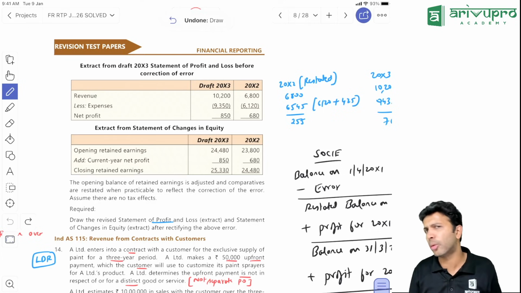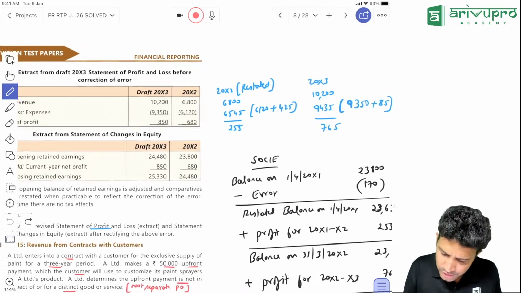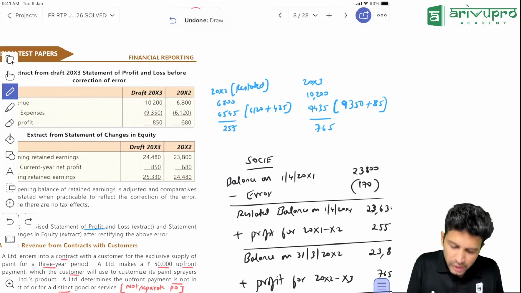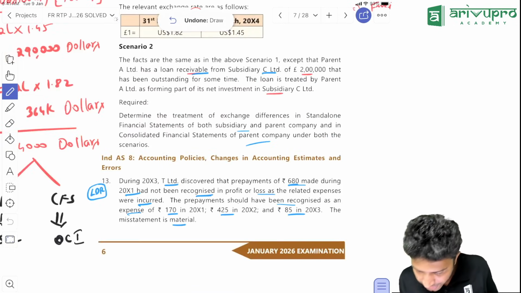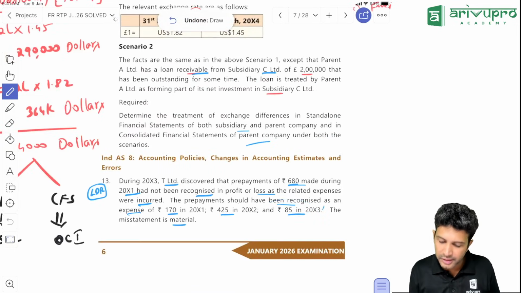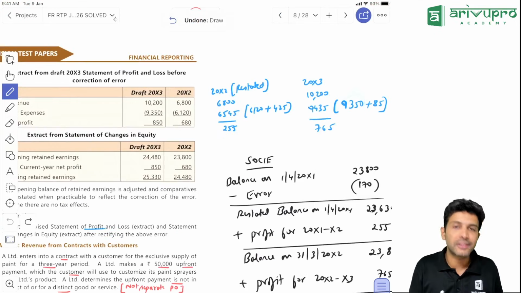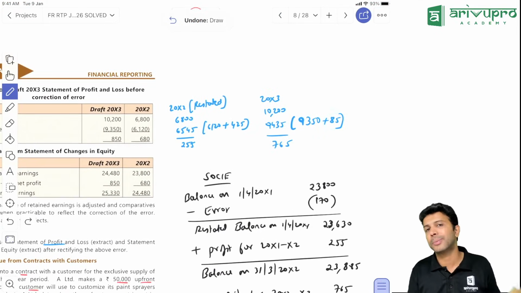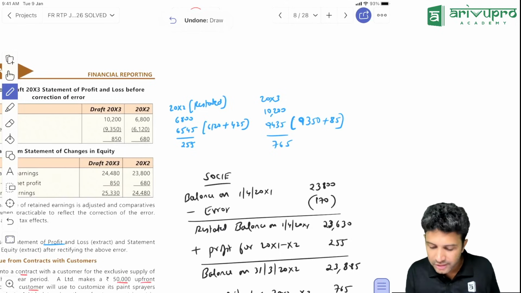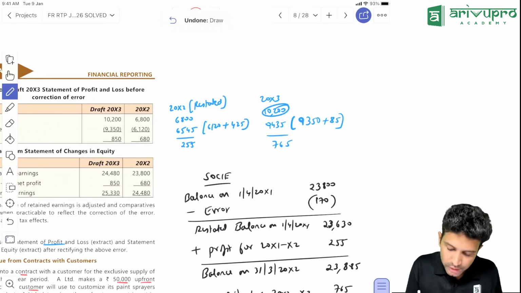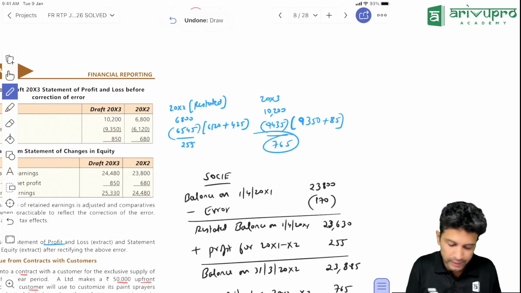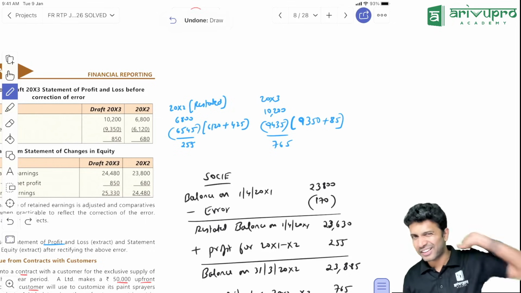Current year is still open, no, we can correct it. Revenue same, 10,200, no change. Expenditure they have shown is 9,350. But one expenditure for current year not recognized, how much? 85 they've given. X3 is current year. 85 not recognized, so expenditure is not 9,350. 85 also is an expenditure which is not yet recognized. Add this to the expenditure. So this is your revenue, this is your expenditure. So these two come minus. If you do, you will automatically get profit for the current year.